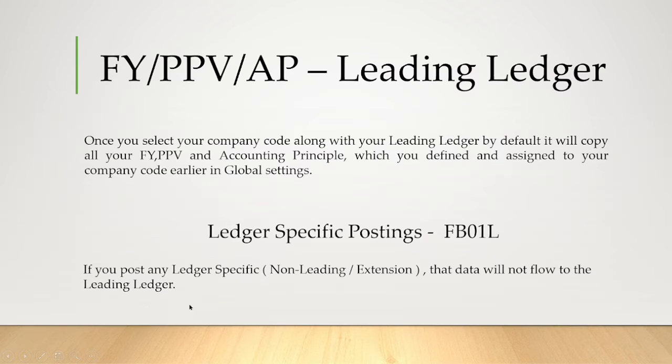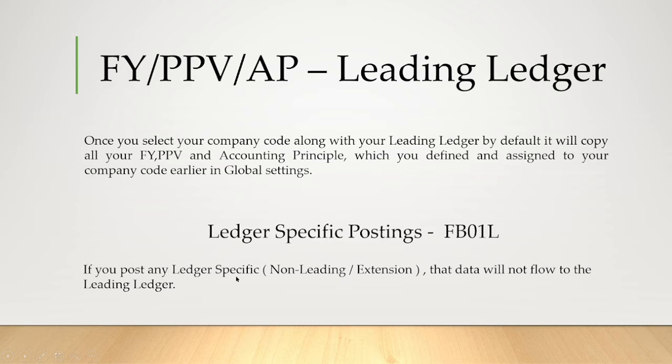2 plus 8. Now, fiscal year variant, posting period variant, and accounting principle in the leading ledger. Once you select your company code along with your leading ledger, by default it will copy all your fiscal year variant, posting period variant and accounting principle which you defined and assigned to your company code earlier in global settings. It means whatever we defined and assigned in global settings to our company code, the same will be copied to the leading ledger by default. Ledger specific postings in FB01L.